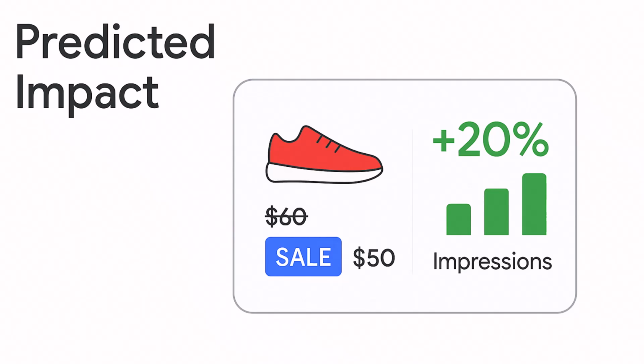The predicted impact. Alongside the suggested price, you might see some predicted performance changes. Google's models estimate how specific metrics could change if you applied the suggested price. For example, it may indicate a percentage increase in clicks or conversions you might gain by dropping the price to the suggested amount. These are projections, not promises, but they give you an idea of the potential upside. If you see something like plus 20% impressions predicted, that means Google expects your ad could show up a lot more often if you use the sale price.